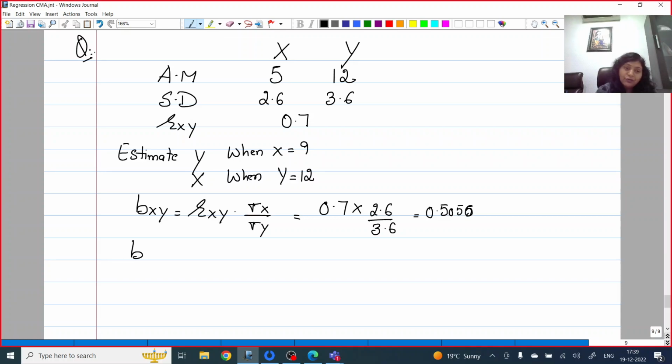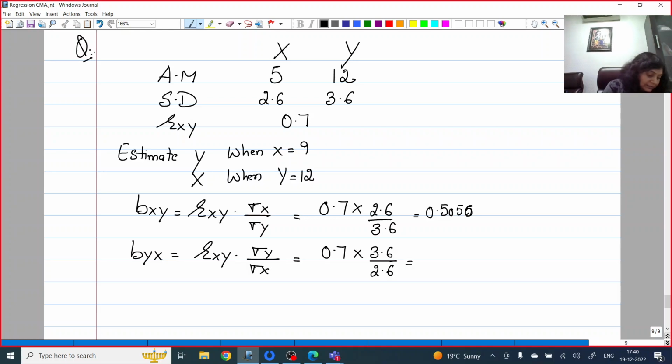And if you want to compute byx, this is correlation into standard deviation of y upon standard deviation of x. So this is 0.7 into 3.6 upon 2.6. So 0.7 into 3.6 divided by 2.6. This is 0.969.